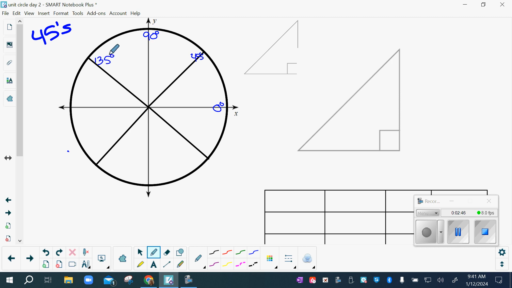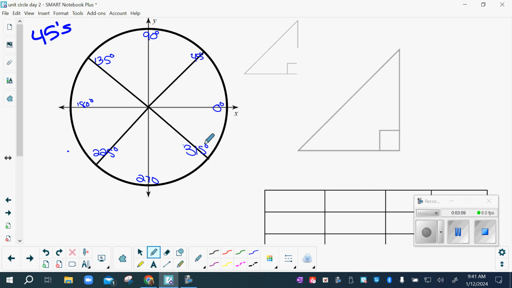135. I come cruising down. I'm at 180. I cruise down a little bit more. Somehow or another, I don't have a problem with 225. I don't know why I don't, but 135 I do. I'm down to 270. I am good here. And right here, ooh, this is another toughie for me. That is 315.